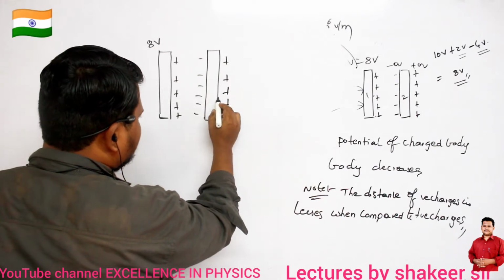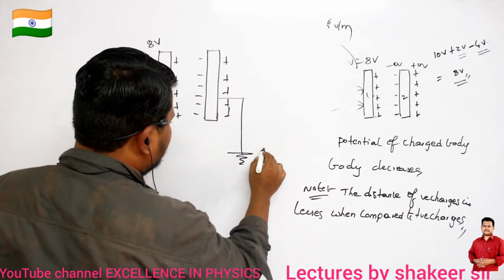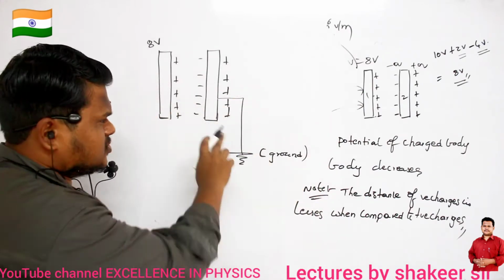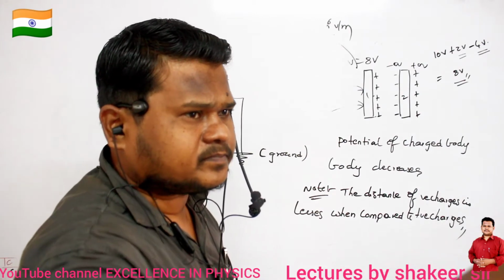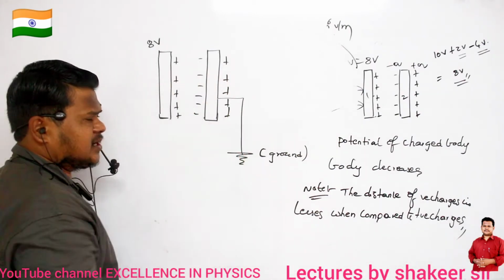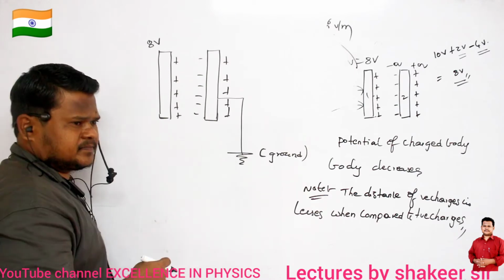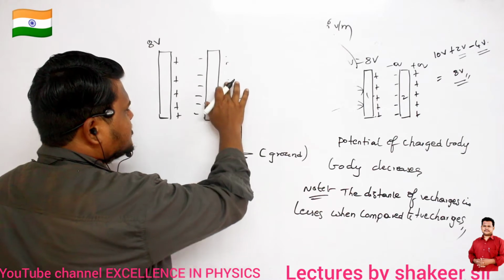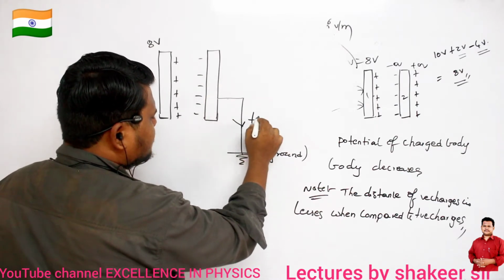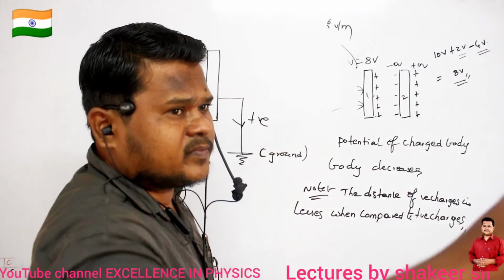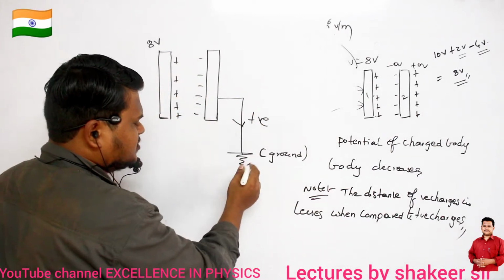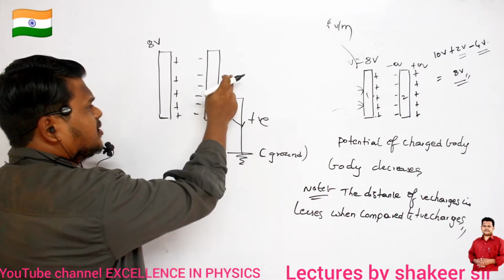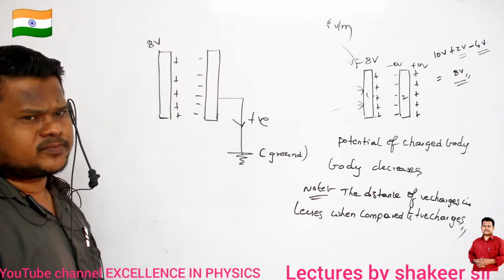Now what I do is, this side of this conductor I will ground. If I ground this one, can you say what will happen? The potential on this side will become 0. It means that the total positive charge will enter into the ground. If the total positive charge enters into the ground, then the potential due to the positive charge has vanished.